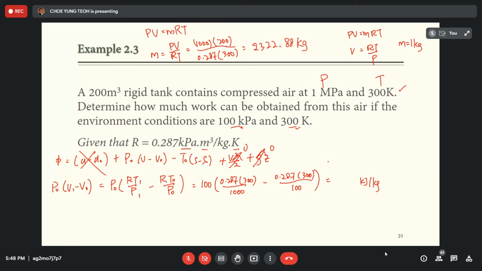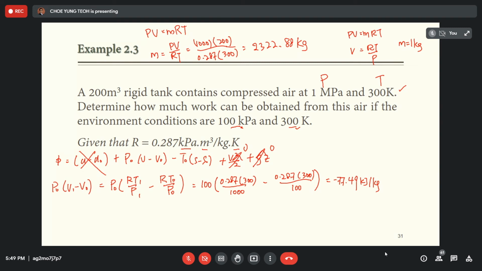So I get negative 77.49. We get negative because you do work on the surrounding, you are wasting the energy. If you get positive, you just put the positive value. You get negative, you just put the negative value. Just put it there first. Later we combine. Don't simply change it.